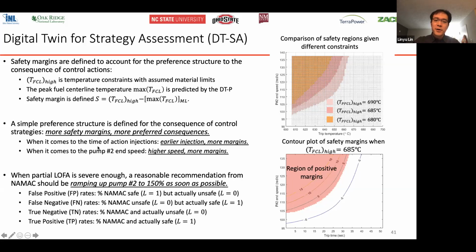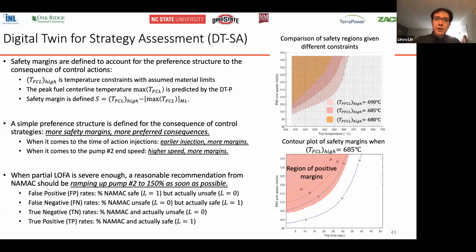So if this preference structure is applied to the time of actual injection, we are meant to have earlier injections. And when it comes to the end speed of pump number 2, we are meant to have a higher speed, as high as possible. So the reasonable recommendation when the loss of flow accident is happening will be to ramp up pump number 2 to its maximum as soon as possible.